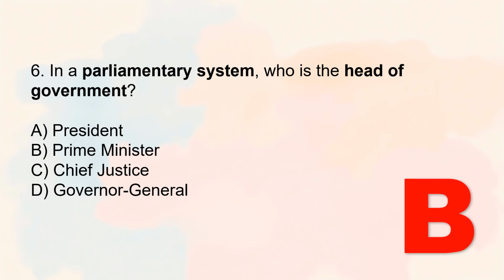Okay, in a parliamentary system, the Prime Minister is the head of government and is usually elected by the legislative body. Letter B is the best answer. For letter A, President is incorrect, as the President, if present, is usually the head of state, not the head of government. For letter C, Chief Justice is incorrect, as the Chief Justice is part of the judiciary, not the executive branch. Governor General is the role, this role is typically ceremonial in constitutional monarchies. Letter B is the best answer.